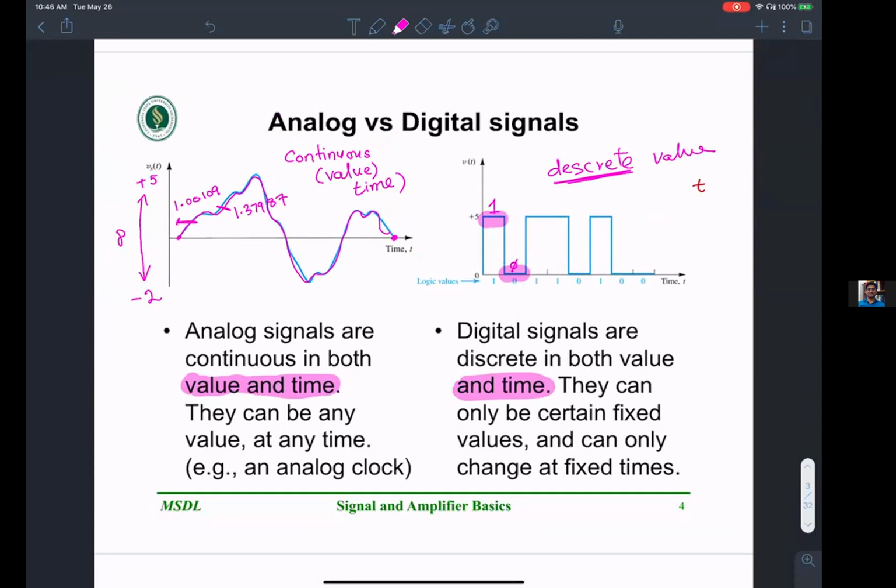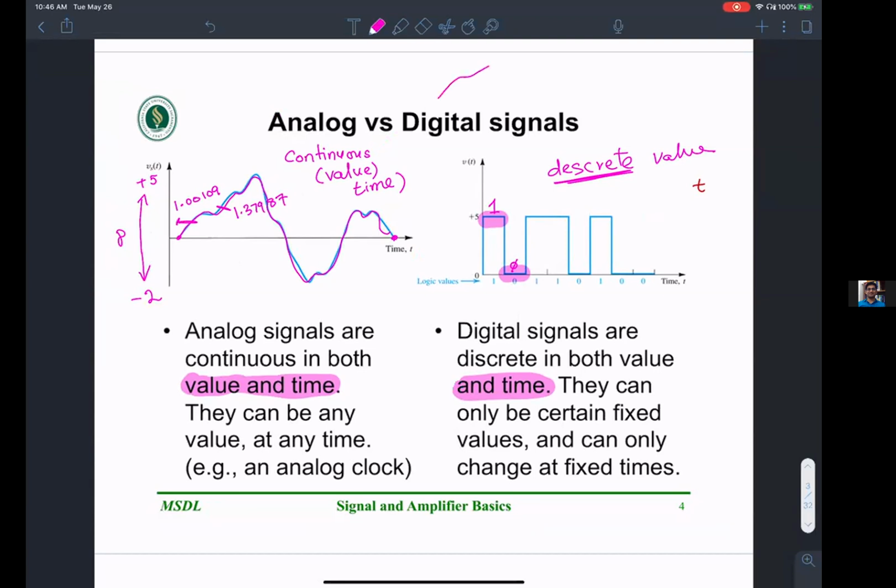So here is a question for you. The real world signals, the real world quantities, do you think they're analog or do you think they're digital? Analog, that is correct. Muhammad, Francisco, everybody, you're right.